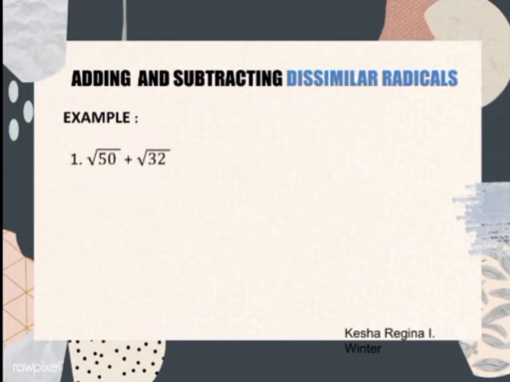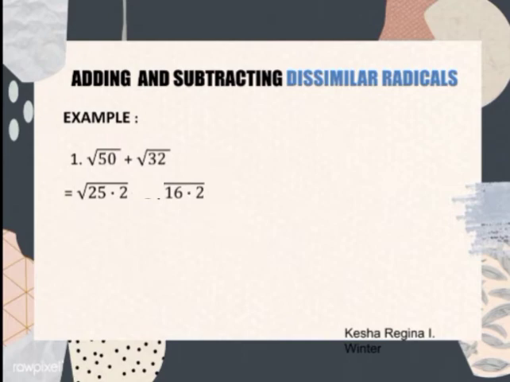Think of the highest perfect square factor of 50. Answer, 25. It means square root of 50 can be square root of 25 times, what will you multiply to 25 to be able to get 50? Answer, 2. So you replace 50 with 25 times 2 to have a perfect square factor. Plus, second term, highest perfect square factor of 32. Answer, 16. We have 16 times 2.